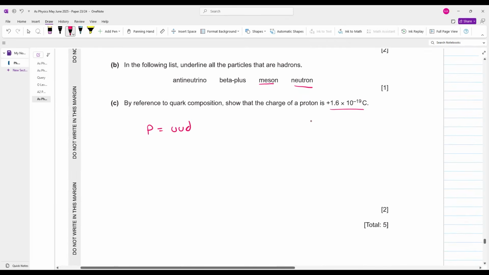Up quark, down quark. The charge of an up quark is plus 2/3 e. The charge of another up quark is plus 2/3 e. The charge of a down quark is minus 1/3 e.